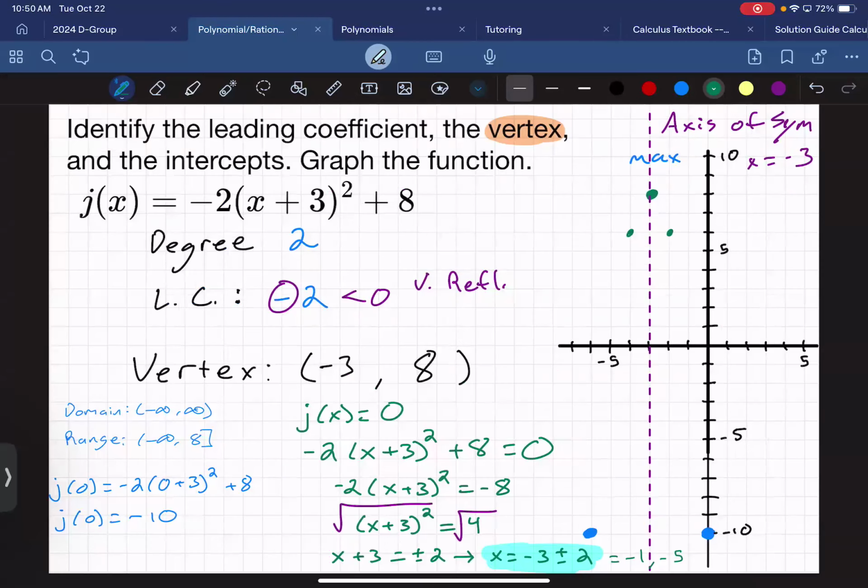So I can go plot those out. And we have more than enough to draw our graph at that point. Of course, I did not draw it very well.